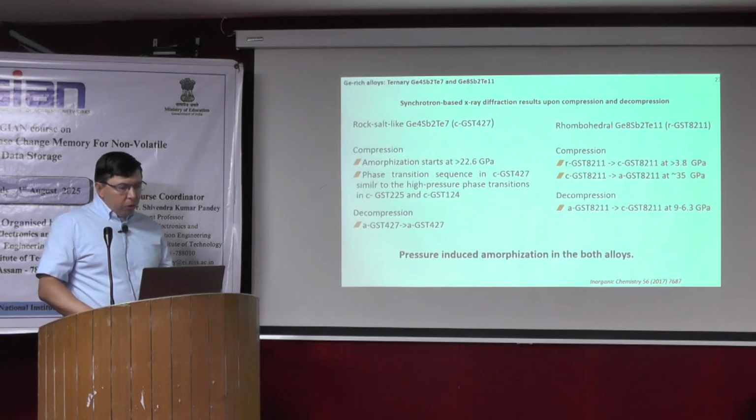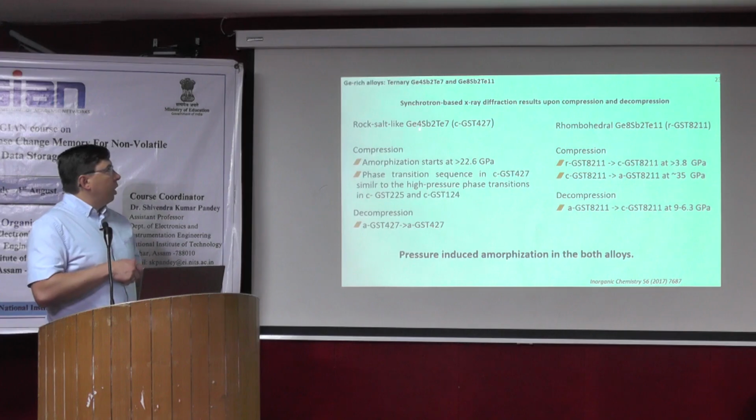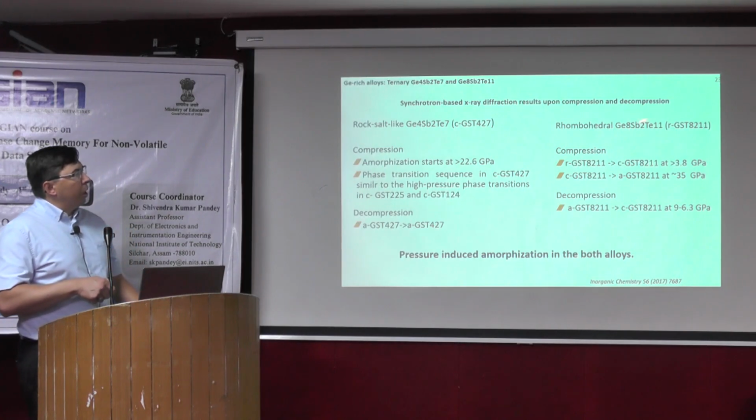So now let us look at the germanium-rich alloys, and what happens here for GST 4 antimony 2 tellurium 7 or germanium 8 antimony 2 tellurium 11.